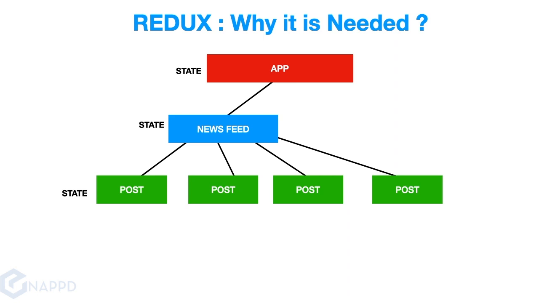Any application in React has this kind of multi-level component hierarchy. There is an app component at the top, then we have a newsfeed component, then some post components. So we have taken a Facebook kind of architecture. In each of these components, you have states. Generally, when we update the state, you get a new UI.